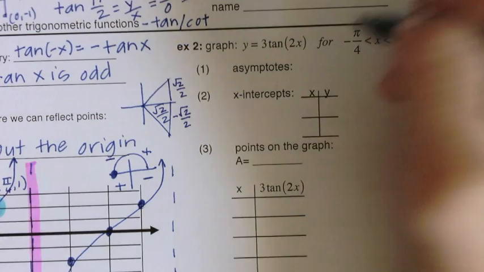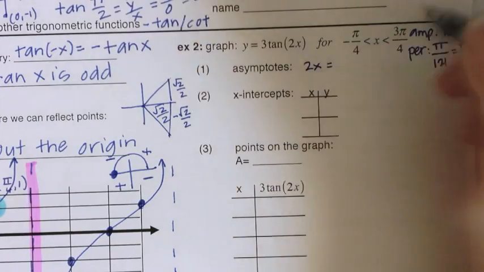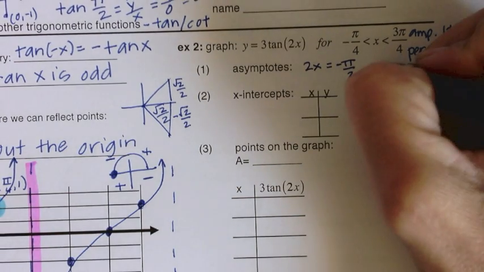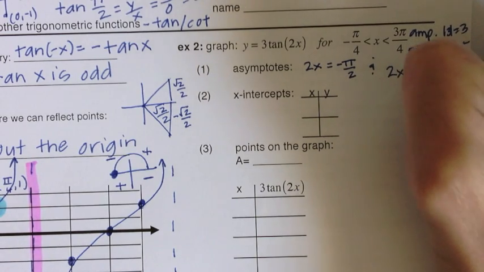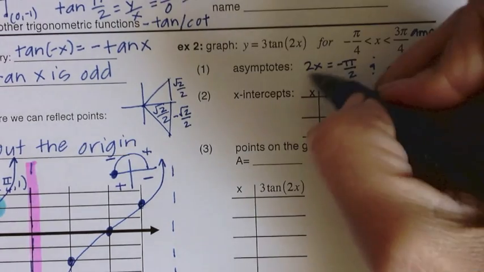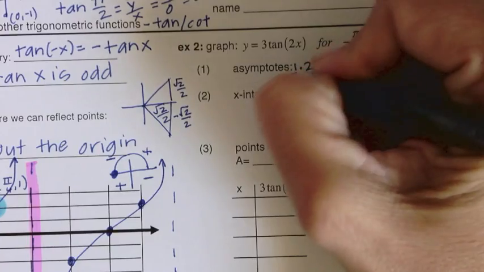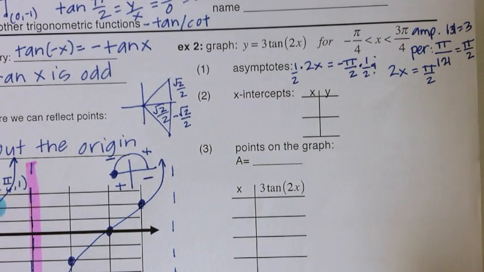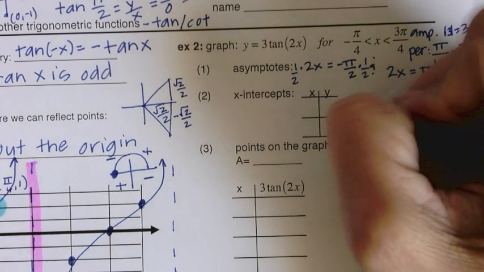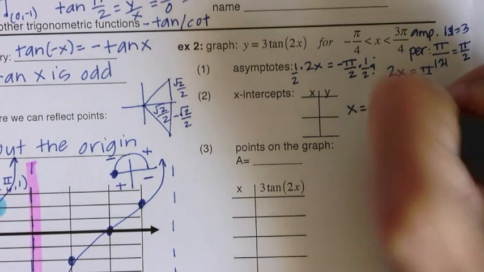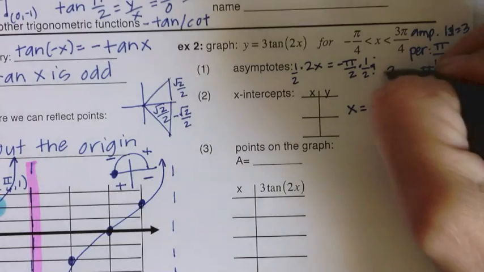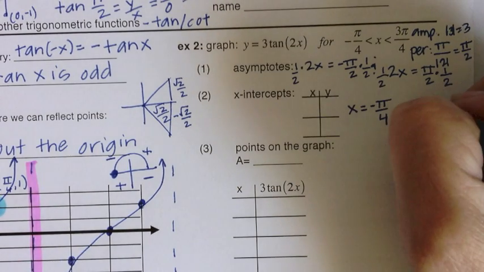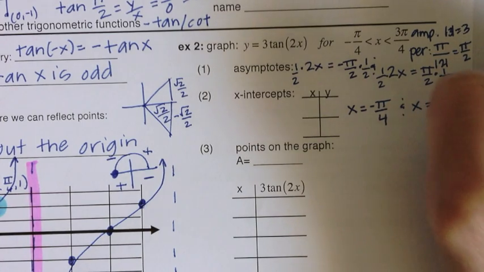So the asymptotes are going to be 2x equals negative pi over 2. This is following the steps. And 2x equals positive pi over 2. Then I'm going to multiply by 1/2. You could also divide by 2, but I find it much easier just to multiply by 1/2 because it's the same thing. And I get one asymptote is at negative pi over 4. And same thing over here, multiply by 1/2, and I get the other asymptote is x equals pi over 4.